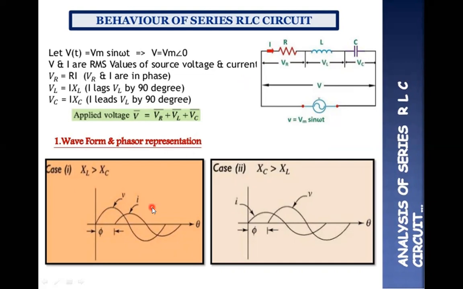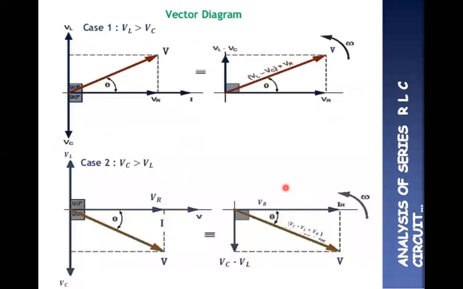This is a waveform. You can see when XL is greater than XC, or in the second case when XC is greater than XL. So there are two conditions, and we can have the representation. According to that, the vector diagram when VL is greater than VC comes like VL minus VC plus VR. And if VC is greater than VL, then this is the phasor representation, which comes like VC minus VL plus VR.